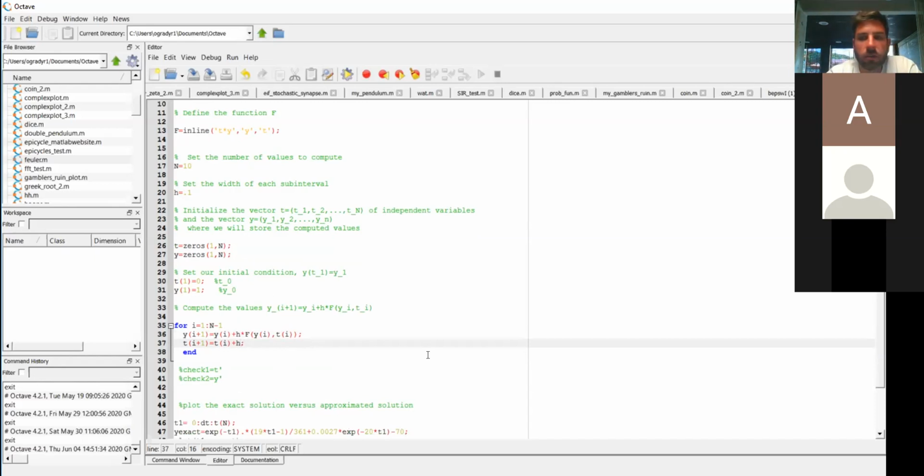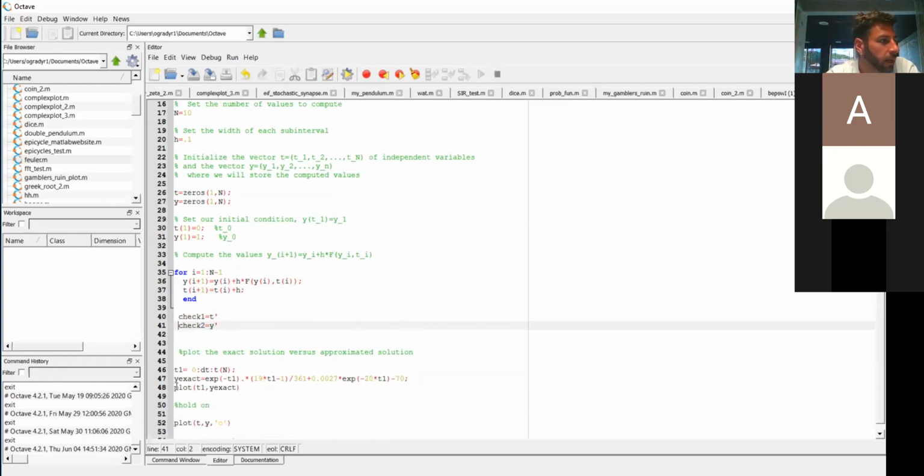And then what I like to do, when I'm first learning it, is use this thing I call check 1 and check 2. I like to make sure that I've programmed things correctly. So before I run any of this, let me comment this out for a second.